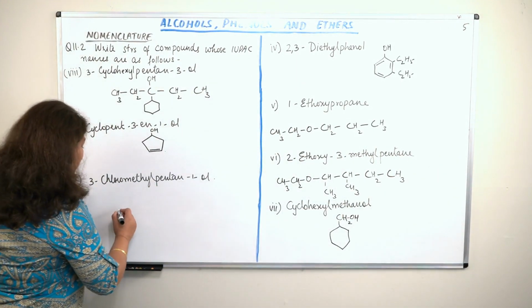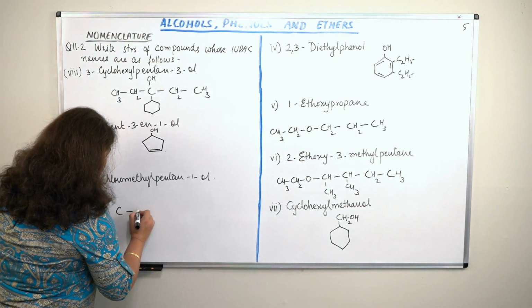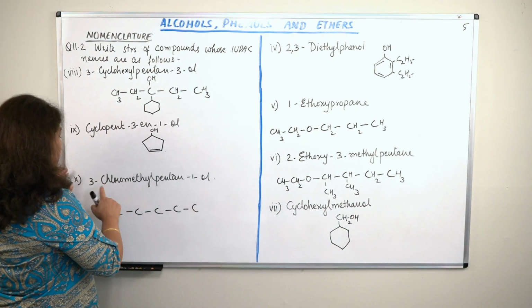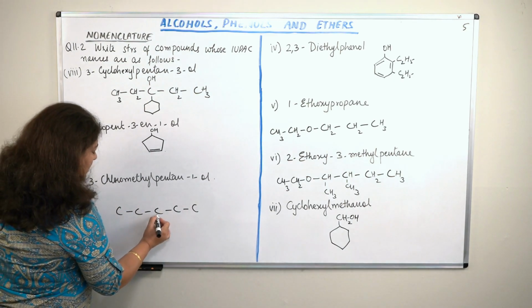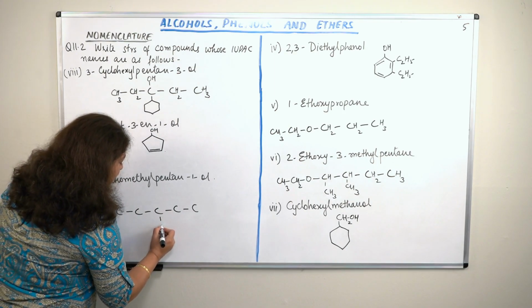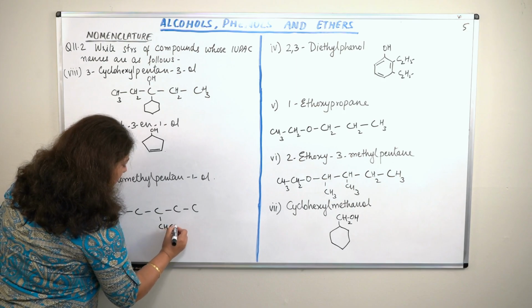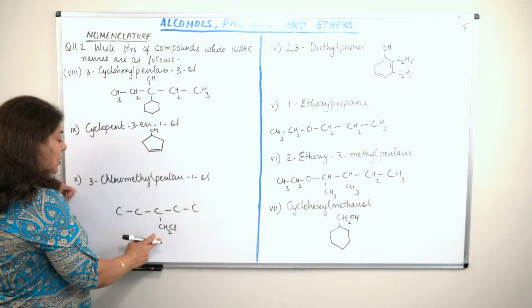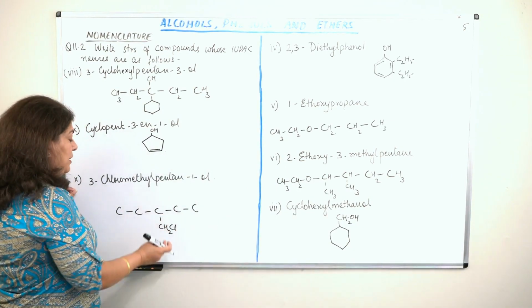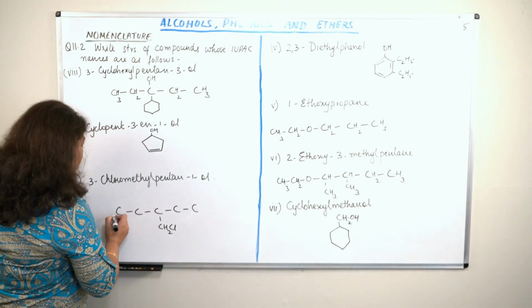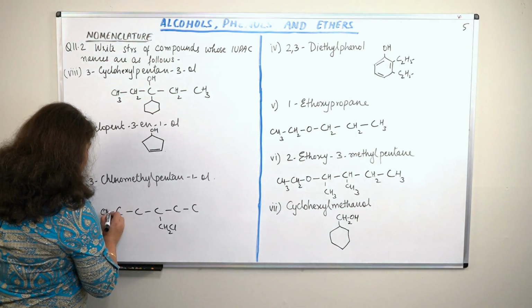3-chloromethylpentane-1-ol. So pentane again is 5 carbons: 1, 2, 3, 4 and 5. 3-chloromethyl: this is the third carbon counting from this direction. Chloromethyl will be CH2Cl, a methyl group having a chlorine substituent. So the substituent further has a substituent. This is a chloromethyl substituent. And in pentan-1-ol, the OH is here.